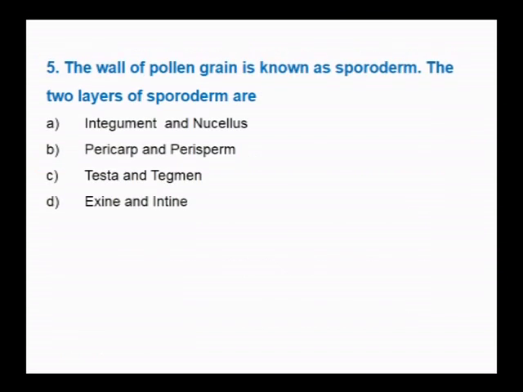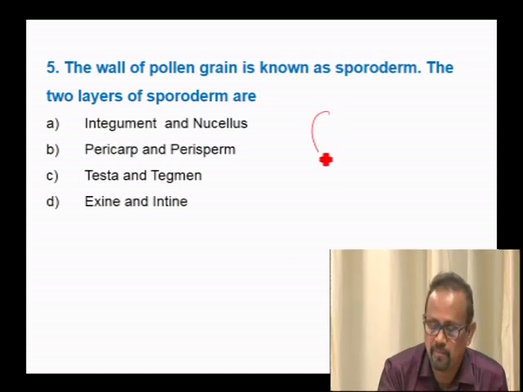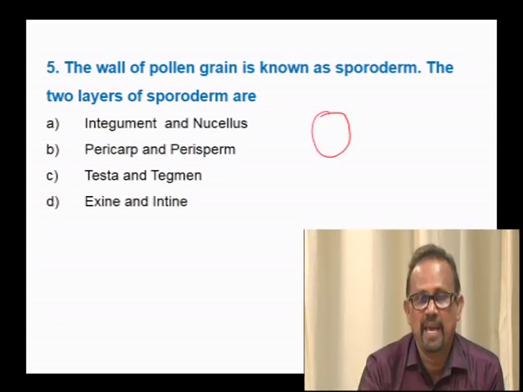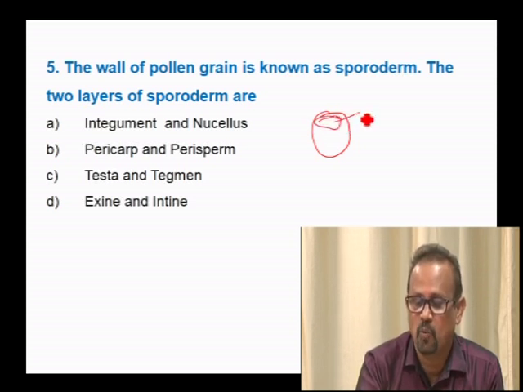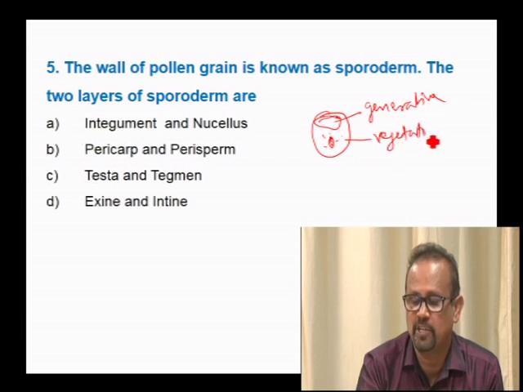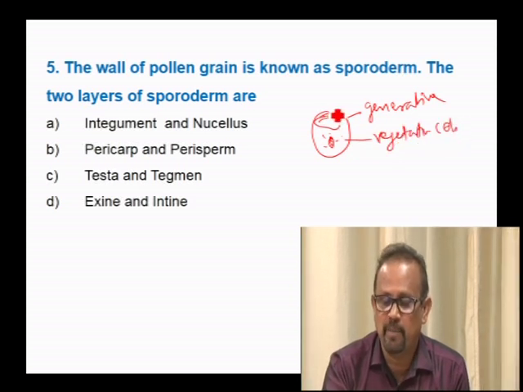Next question. The wall of the pollen grain is known as sporoderm. The two layers of sporoderm are... See, pollen grain is called the male gametophyte because it produces male gametes. Pollen grain has two cells. One is the generative cell, which floats in the cytoplasm of the vegetative cell. The vegetative cell is covered by two layers.